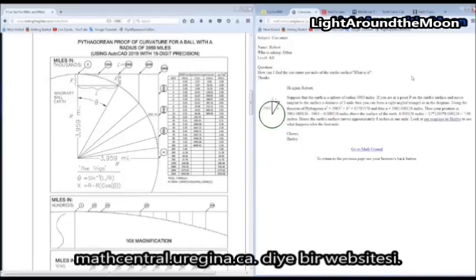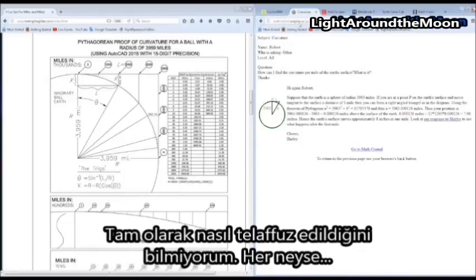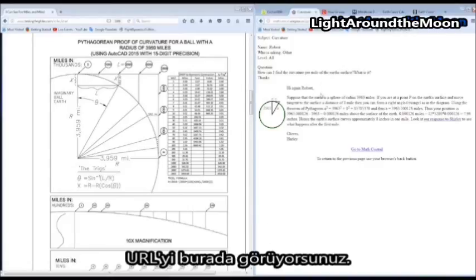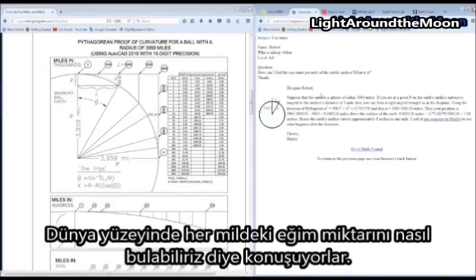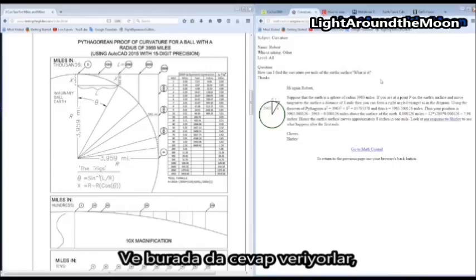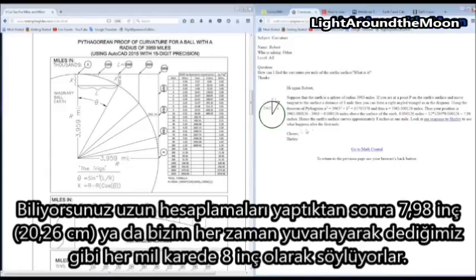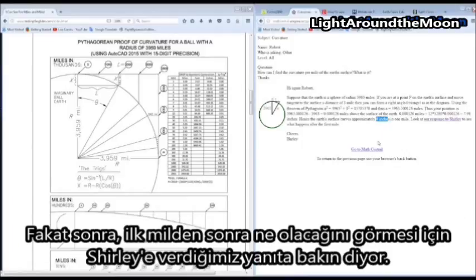This is a website called mathcentral.eurigena.ca. I'm not sure if I pronounced that right, but whatever. Anyway, you see the URL here. So they're talking about how can I find the curvature per mile of the Earth's surface, and they give an answer right here. And they say after you do all the long form math, it ends up being 7.98 inches, or like we said, everybody's just kind of rounding it up to 8 inches per mile. All right, but then it says look at our response to Shirley to see what happens after the first mile.